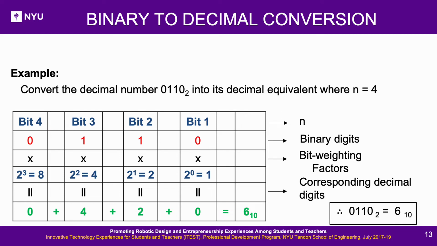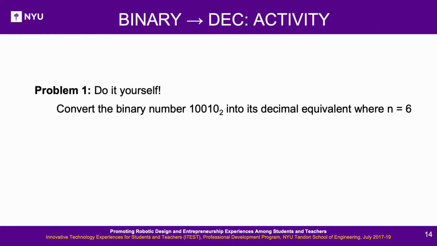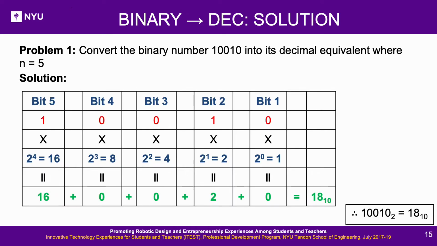base 10. Activity. Problem 1. Do it yourself. Convert the binary number 1, 0, 0, 1, 0, into its decimal equivalent, where n equals 6. Activity. Solution. The decimal equivalent of the binary number 10010 is 18.